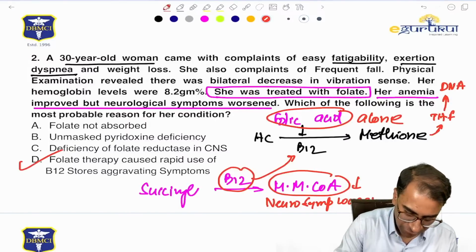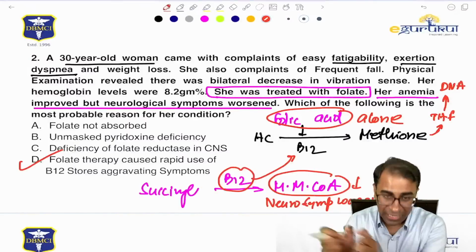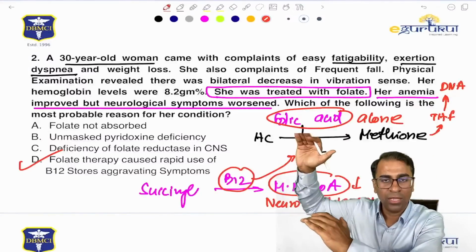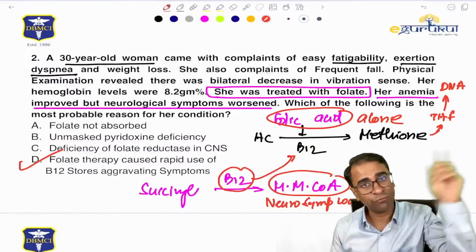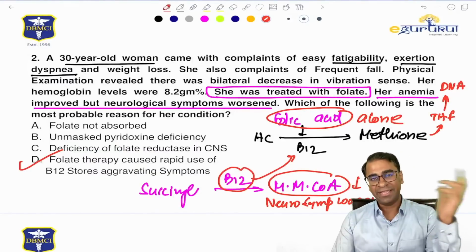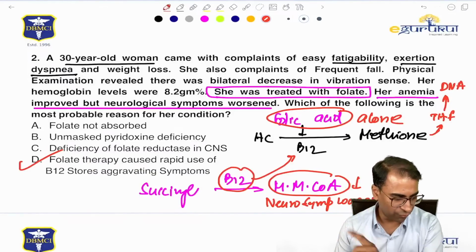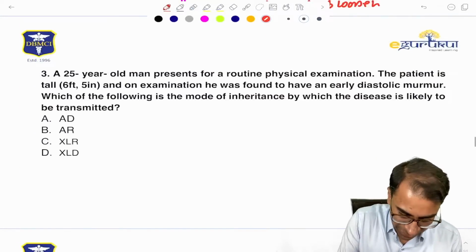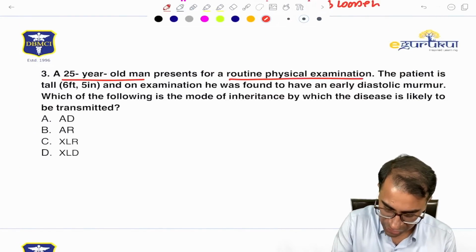So क्या है इसका आंसर? Folate therapy has rapidly used the B12 and has shifted the reaction of B12 from this one to this one. And because the whole thing has decreased, and therefore what has happened? It has caused the improvement in DNA. However, neurological symptoms have worsened. Answer is D. A 25-year-old patient presents with routine physical examination.